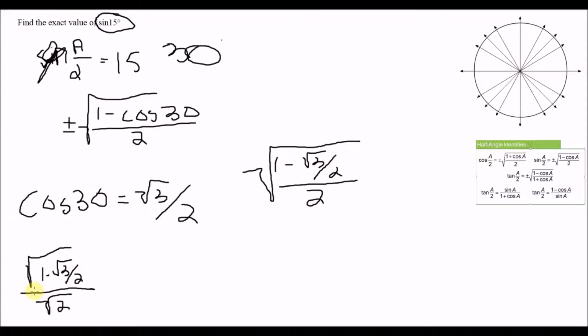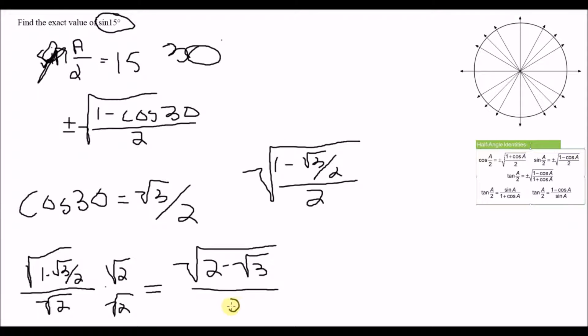Okay, so the square root can't be on the bottom. Multiply it on the top and the bottom. And most likely we'll be using a calculator for this. So it just comes out to 2 minus square root of 3 over 2. And we still have this plus or minus.